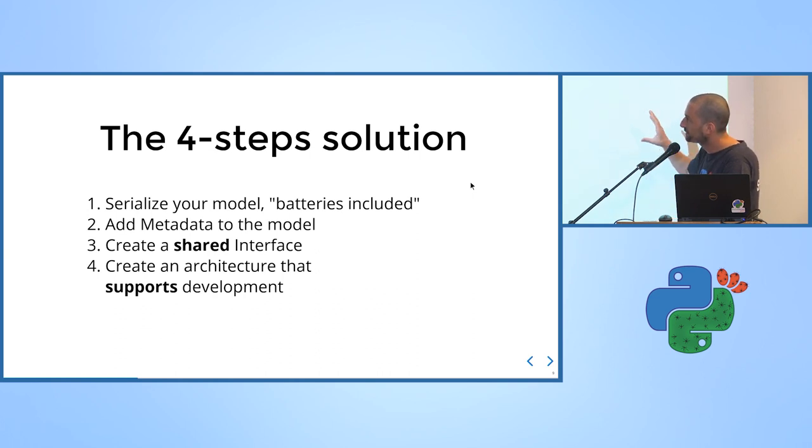So first is serialize your model. Each one is included, and I'll deep dive into each one of them. That means make your model a binary, at a high level. Add metadata to the model. Then create a shared interface. And finally, develop your architecture that would support doing both: creating software and software features, and also training models.